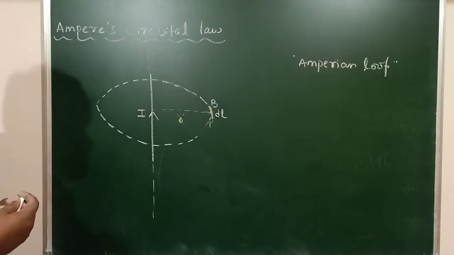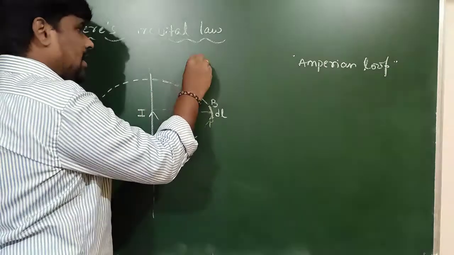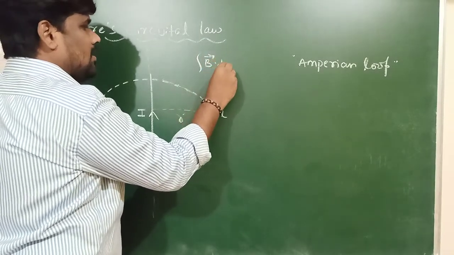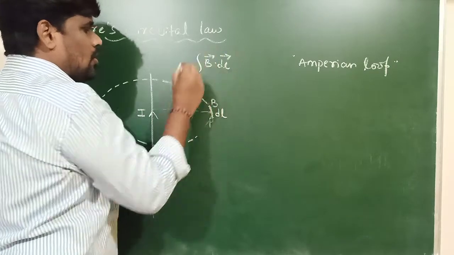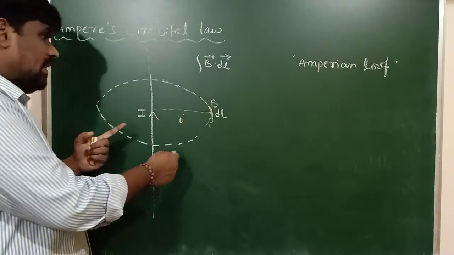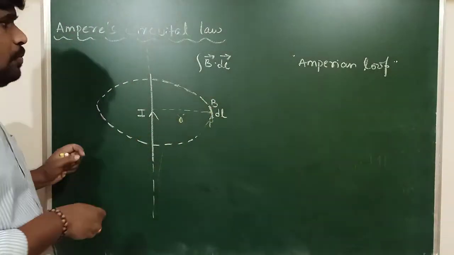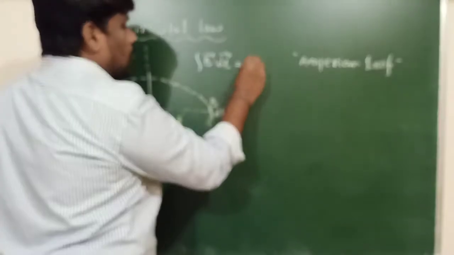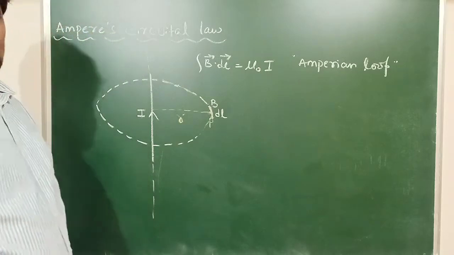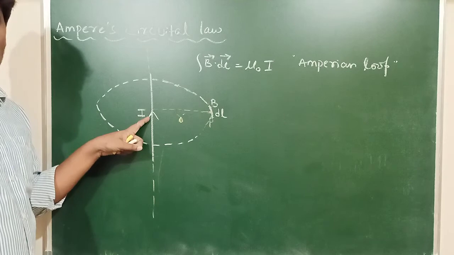That sum can be determined by which method? The integration method. Therefore what can I write? Integration of B dot dl, or the sum of all B dot dl over any closed loop, is always equal to mu naught times the current enclosed by that loop.